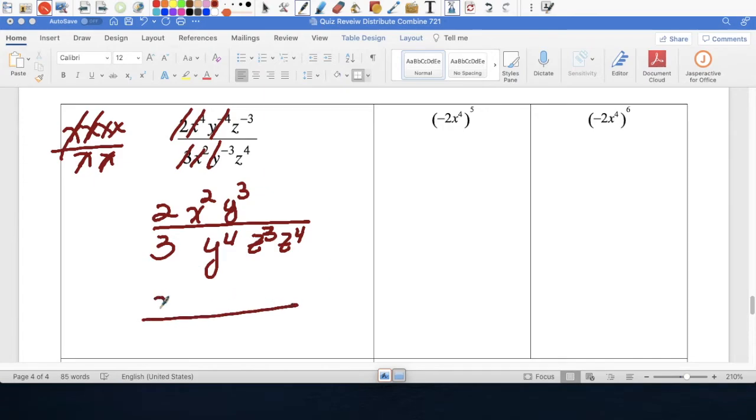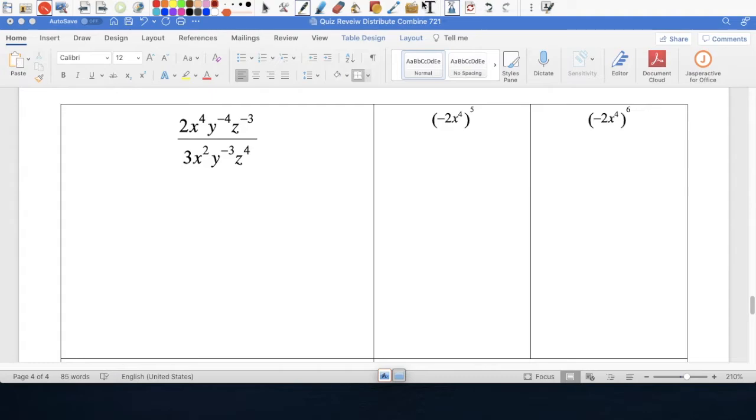I can simplify this a little bit better than this. And I'm getting 2/3, don't do anything. The x squared doesn't do anything. Y3, Y4, I can simplify, and I just have y at the bottom. And z to the negative 3 times z to the fourth power is just z to the seventh power. Okay.